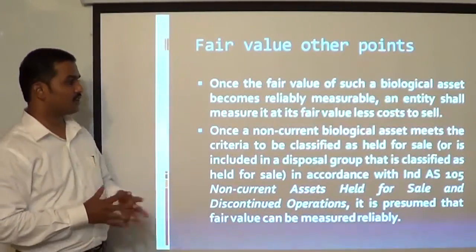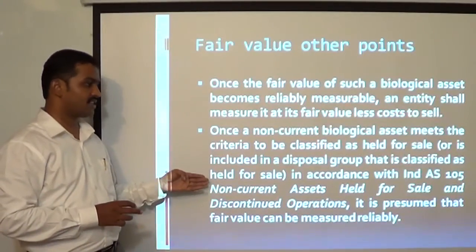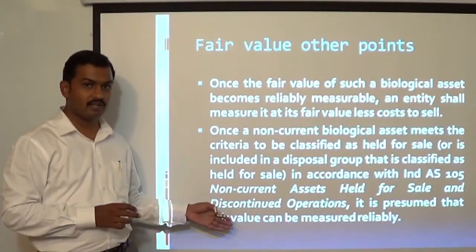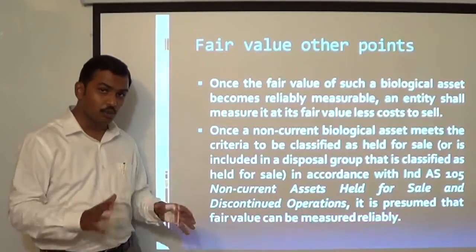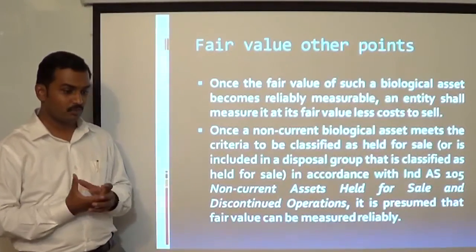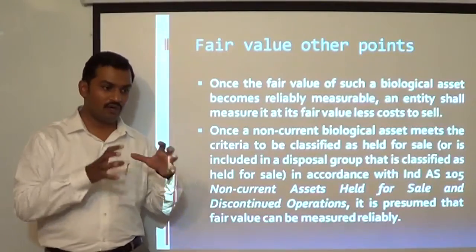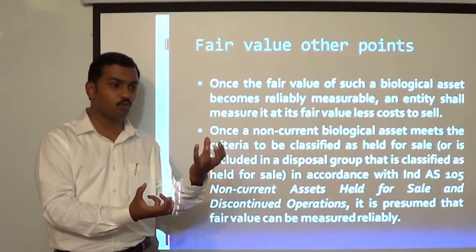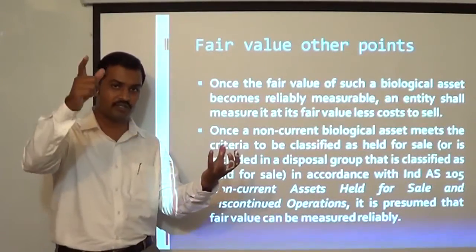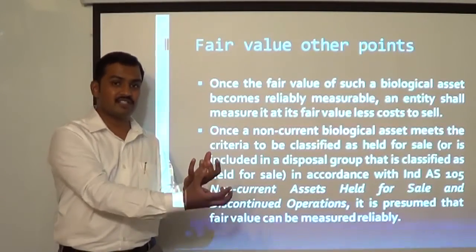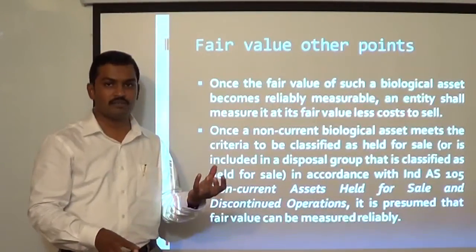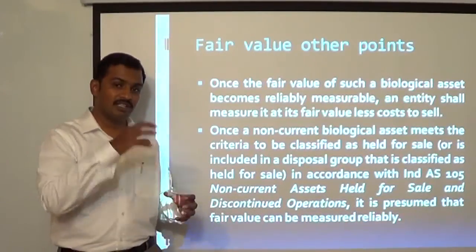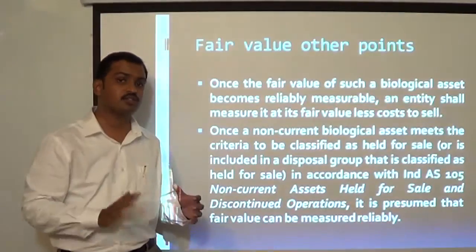Okay. Once a non-current biological asset meets the criteria to be classified as held for sale or is included in a disposal group that is classified as held for sale, IND AS 105 will apply. Then in such cases, you cannot argue that fair value cannot be determined. That means, suppose you have decided to sell away your dairy division and you have decided to sell away the cattle along with the division. In such cases, this cattle forms part of a group of assets which is considered as asset held for sale under IND AS 105. Once it is considered as asset held for sale under IND AS 105, you have to estimate the fair value. You cannot state the fact that fair value cannot be estimated reliably. You would have to measure in such case that cattle at fair value less cost to sell only.